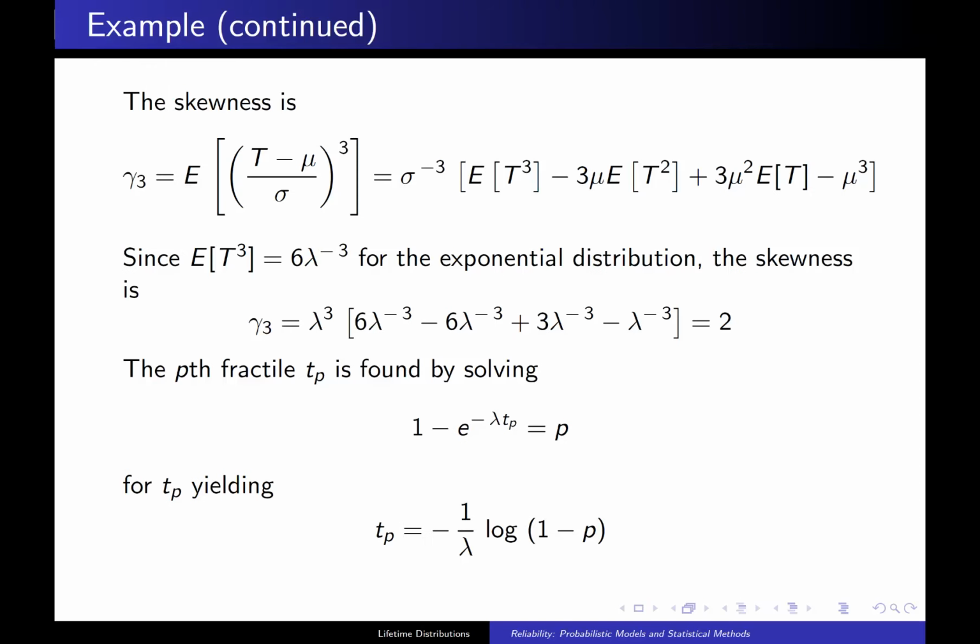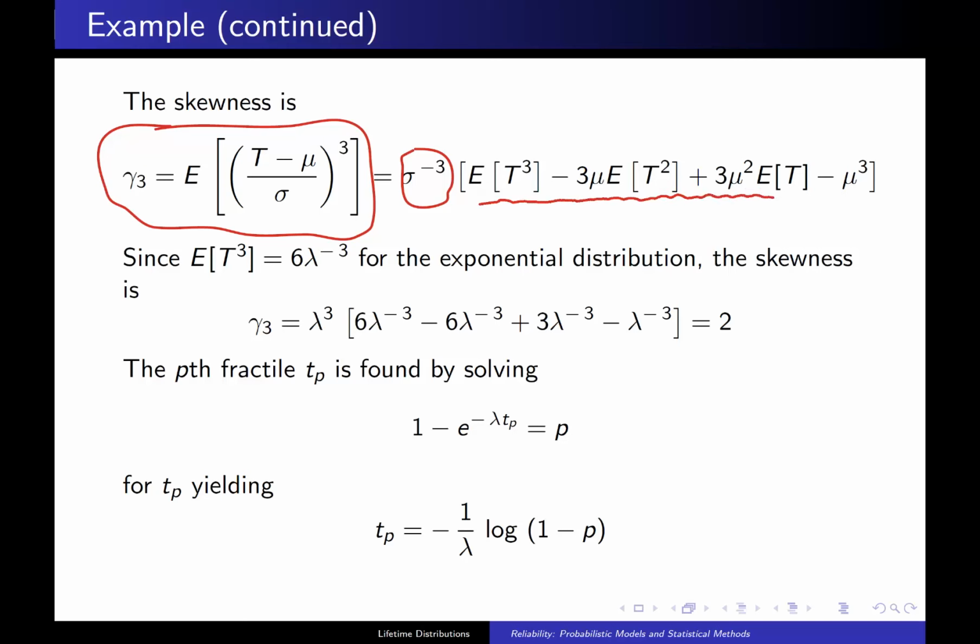We're also looking for the population skewness, and that is given by gamma of 3, that is this quantity. That sigma is a constant, so it can come out as a sigma to the negative 3. And then for the expected value, basically you cube out this expression and drag that expected value operator across, and you get the expected value of t cubed minus 3 mu, the expected value of t squared, plus 3 mu squared, the expected value of t, minus mu cubed.